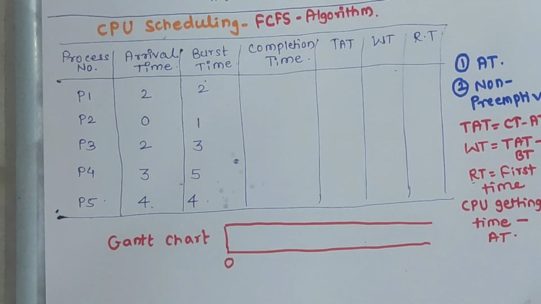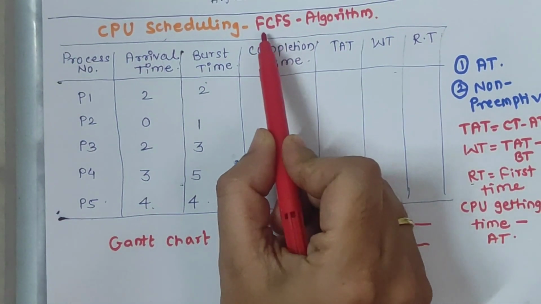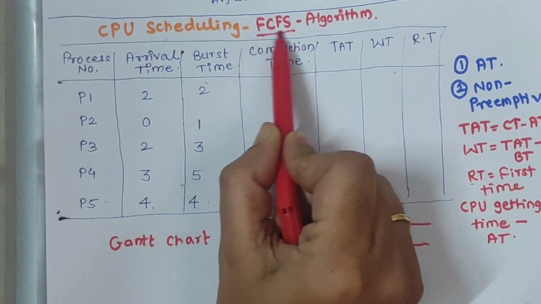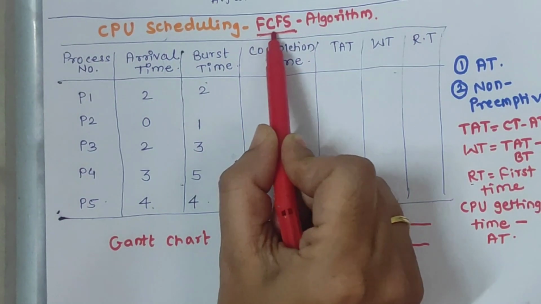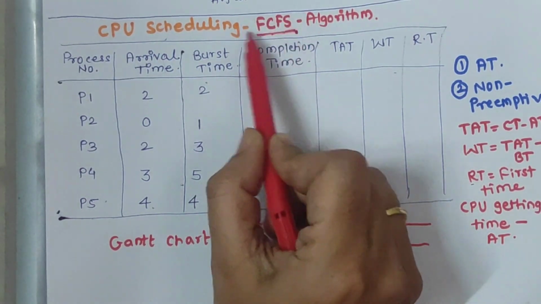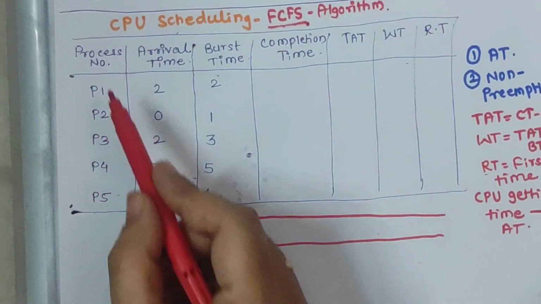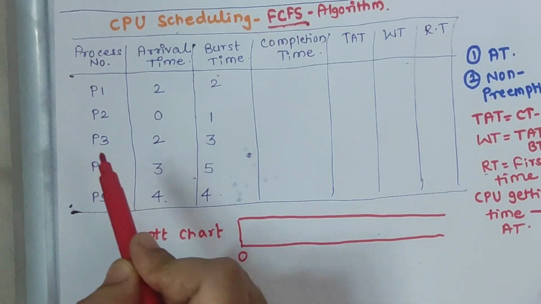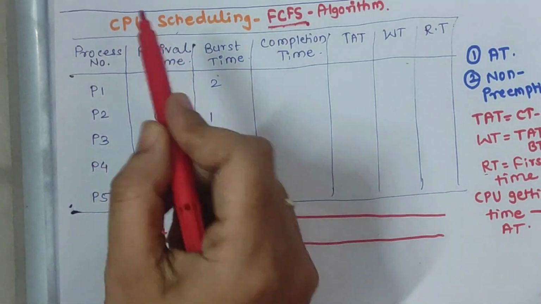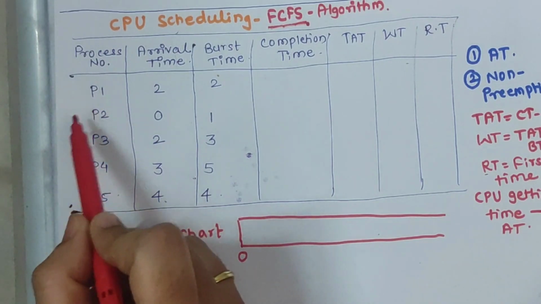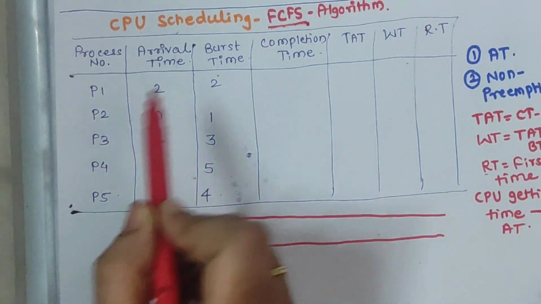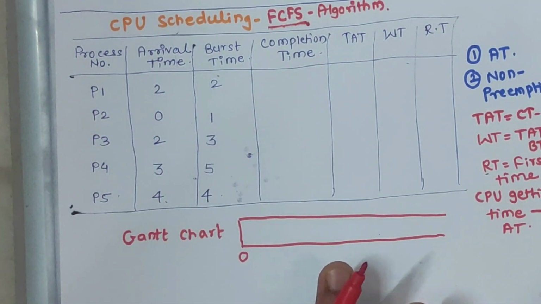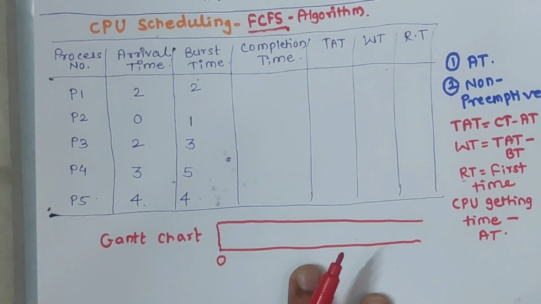Hello everyone. In today's video, we are discussing CPU scheduling algorithms. The algorithm we are discussing today is FCFS. From the name, you can understand this is first come, first serve. That is, the processes which arrive first for scheduling will be processed first. CPU scheduling is nothing but providing the processes for execution to the CPU. So we have to decide the sequence in which these processes should be scheduled.